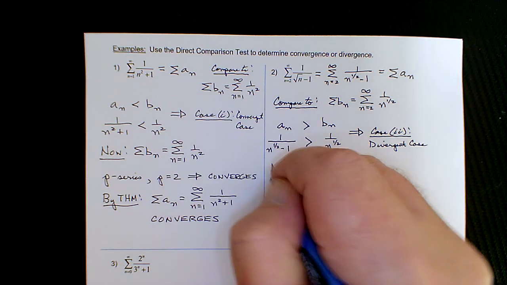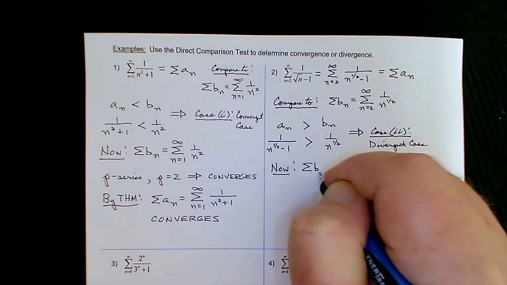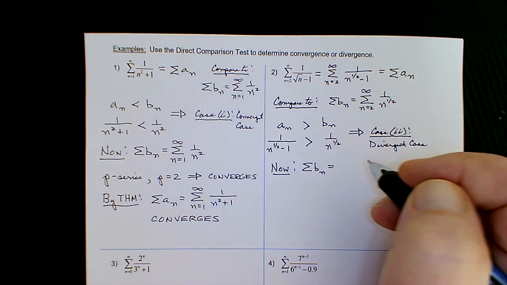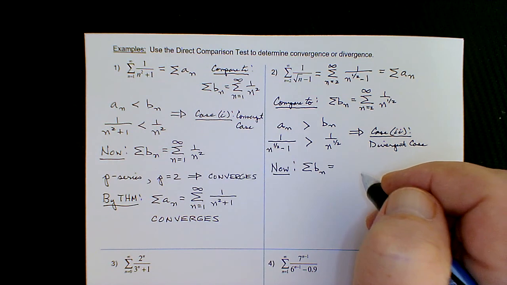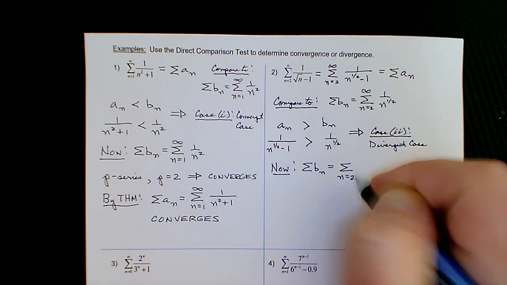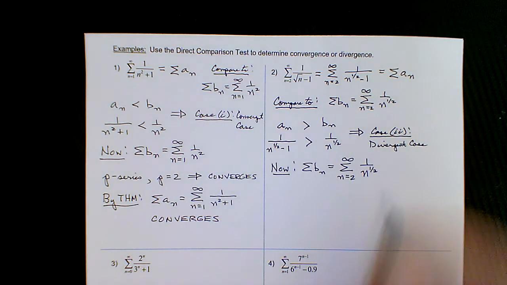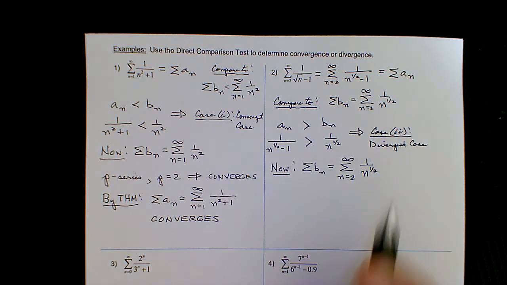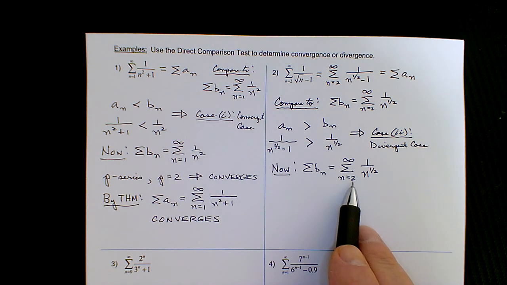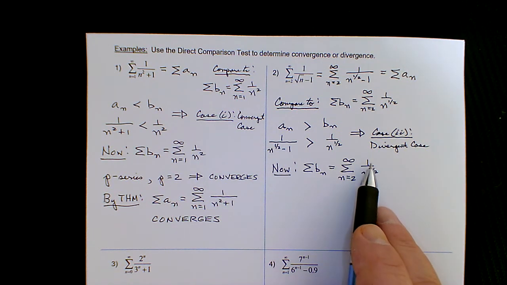So now all that we need to show is that the sum of the b sub n diverges. And then by the theorem, we could state that our series diverges as well. Now the sum of the b sub n was the sum as n goes from 2 to infinity of 1 over n to the 1/2. And you might argue, okay, it's not exactly a p series because it's not starting at 1. But the argument there would be that if it did start at 1, that first term would be 1 over 1 to the 1/2, or 1.